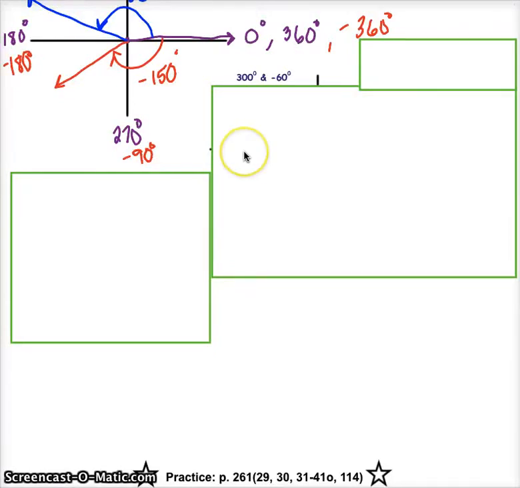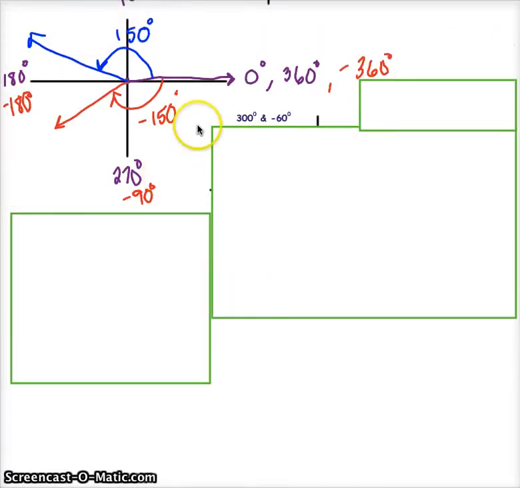Okay, so when we finished up the previous screencast, you were drawing angles in standard position. So I'd like you to try that again without my help. I'd like you to draw on the same coordinate plane a 300 degree and a negative 60 degree angle, both in standard position. So draw an X and Y axis and sketch those for me. All right, let's see how you did.